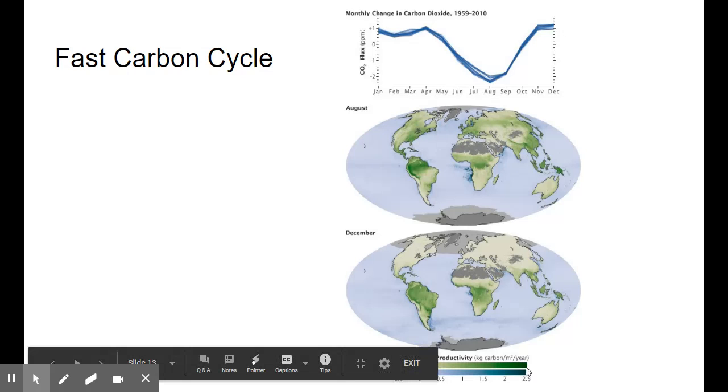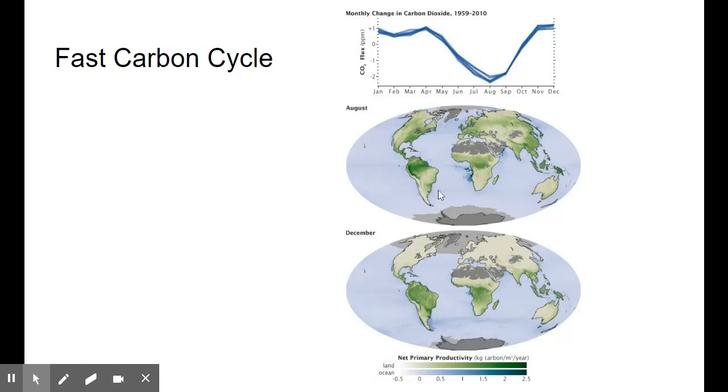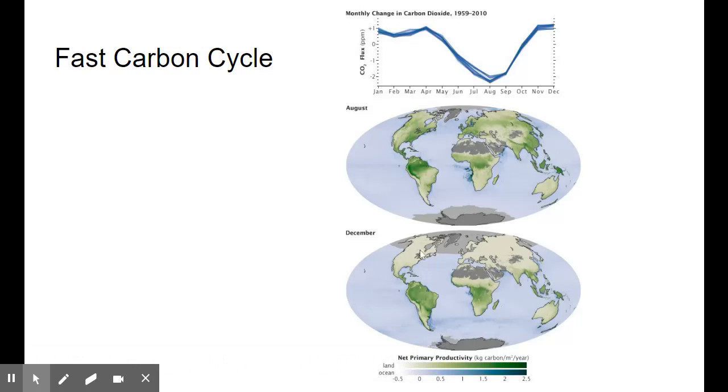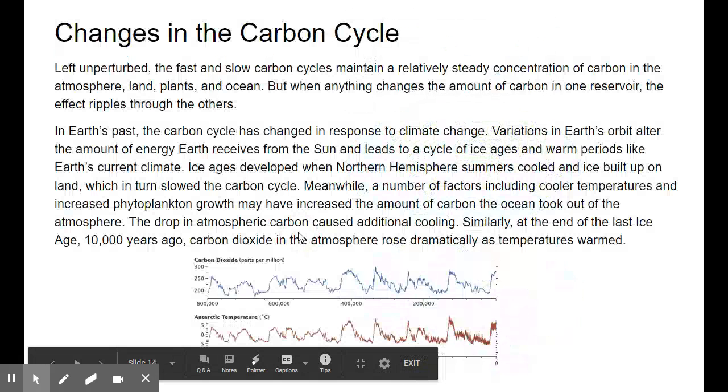Okay, here's another thing, right? So land and ocean, oxygen. So here you can see all the green and the blue is where all the oxygen is coming from on Earth, right? And then in December, right, it goes away in the northern hemisphere because we're experiencing winter, right? But here, this is the hottest part of the summer, right? And then the winter, okay?